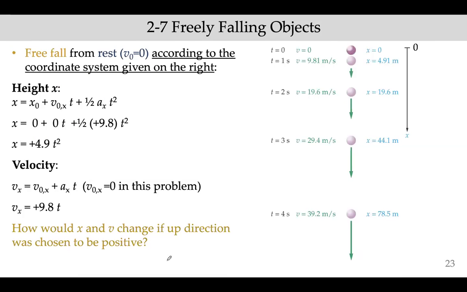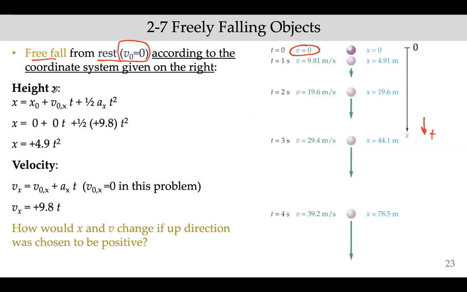Okay, let's look at this example now. So we have a free fall here from rest. From rest means the initial speed is 0. So it's just released here. It's not thrown down. If you throw something down, then it would have initial velocity, but here it's just released from rest. So initial velocity is 0. Now we have a coordinate system that defines the down direction to be positive. Down is positive.